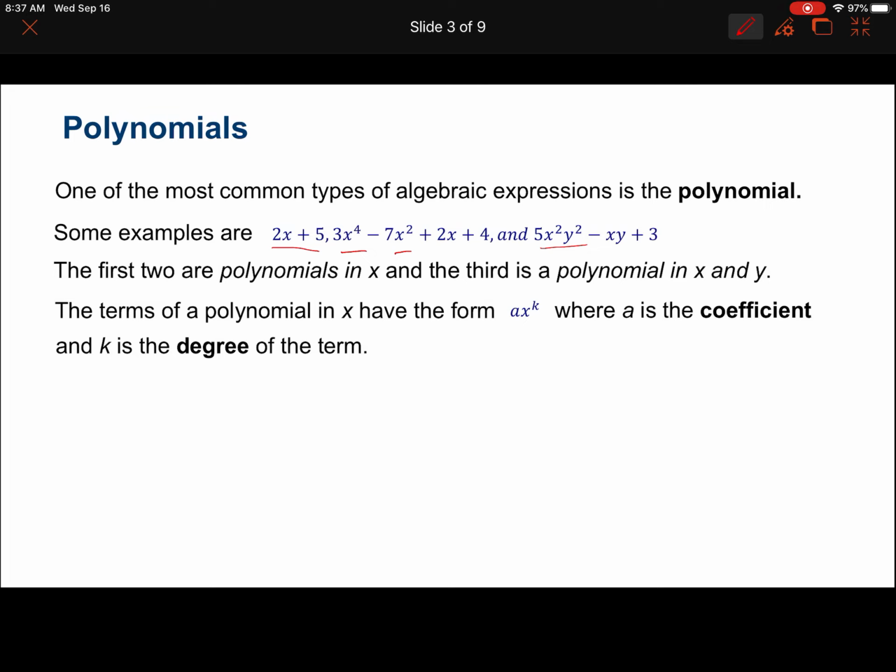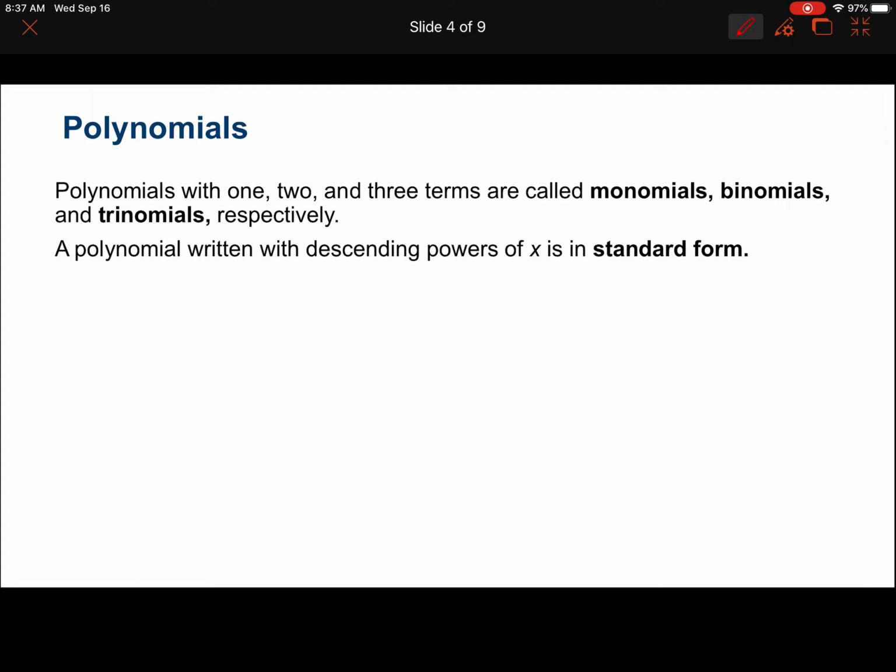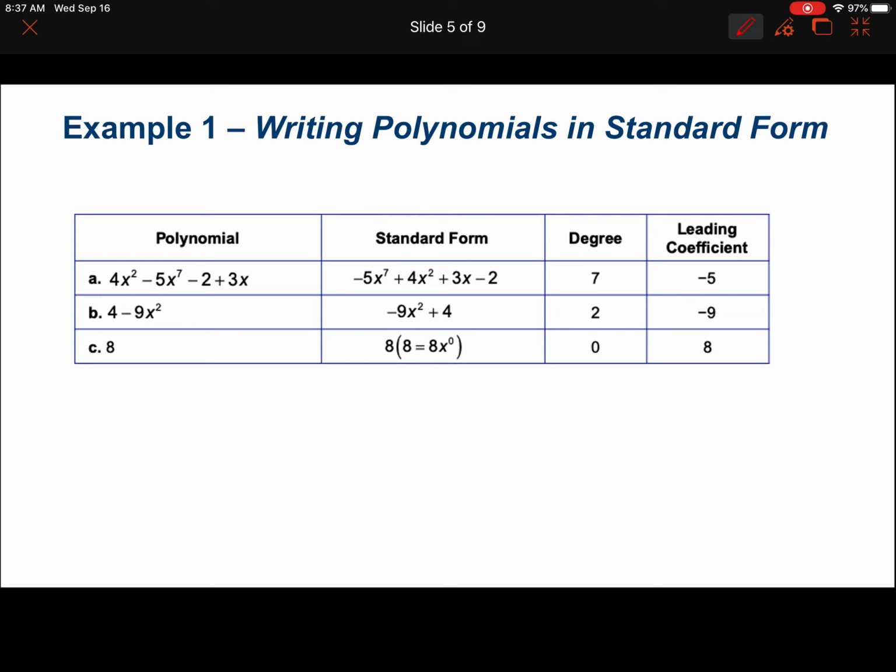The terms of the polynomial have the form ax to the k. A is going to be the coefficient, that's the big number in front, and k is our degree. So one of the things that you'll be asked to do is write your polynomials in standard form. Standard form means we go from largest to smallest powers of x, so our exponent, largest to smallest.